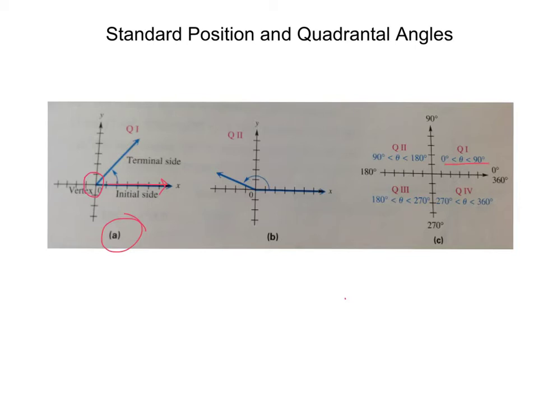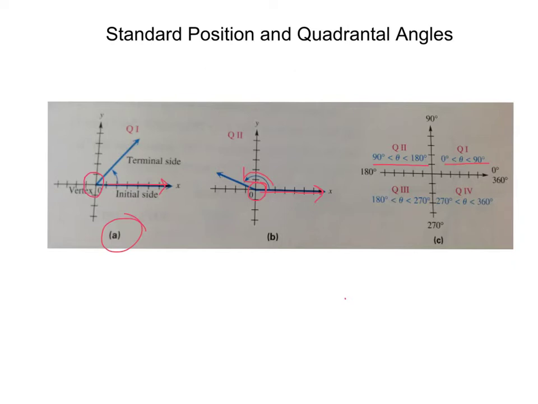Angle B, again, vertex is at the origin. Initial side is along the positive x-axis. We're going to measure counterclockwise, so it's a positive value. B is going to be in between 90 and 180 degrees. As you can see, quadrant 3 and quadrant 4 angles also exist.